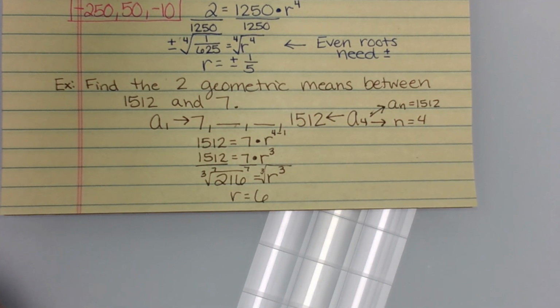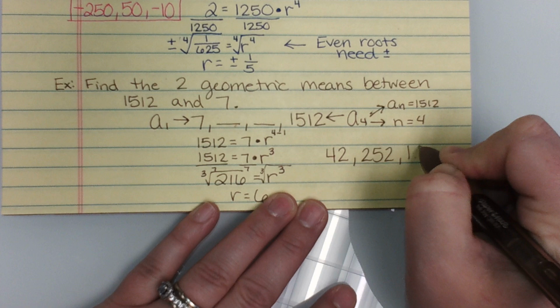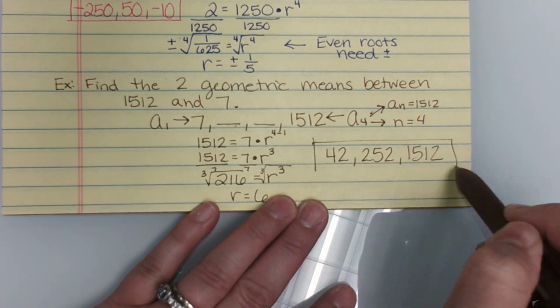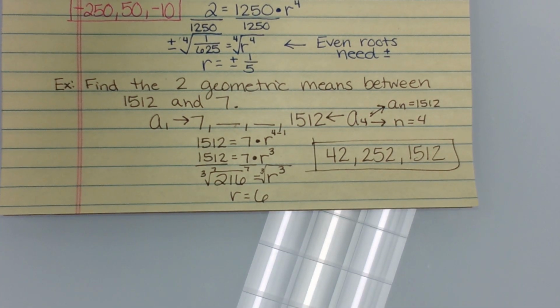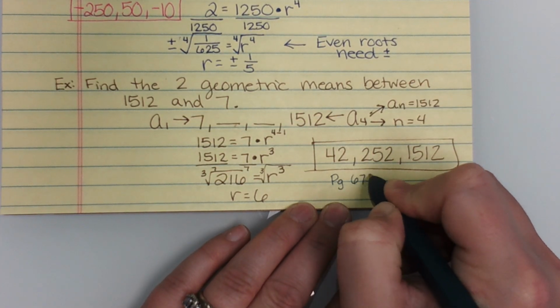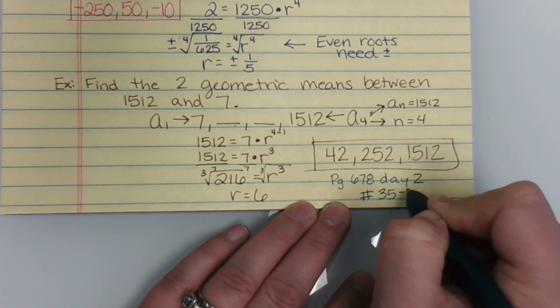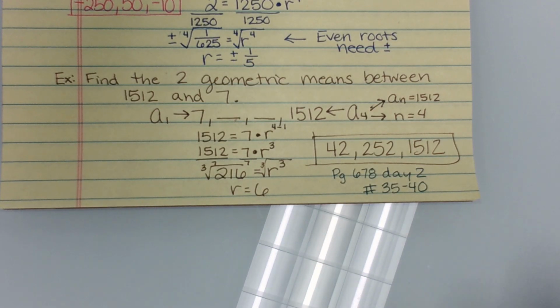How do I finish the problem? Multiply by 6 to get from term to term. 7 times 6 is 42, times 6 is 252, times 6 is 1512. Geometric means, are they hard? No. The most challenging part is making sure we're solving correctly and when to do pluses and minuses. Page 678, day 2, 35 through 40.